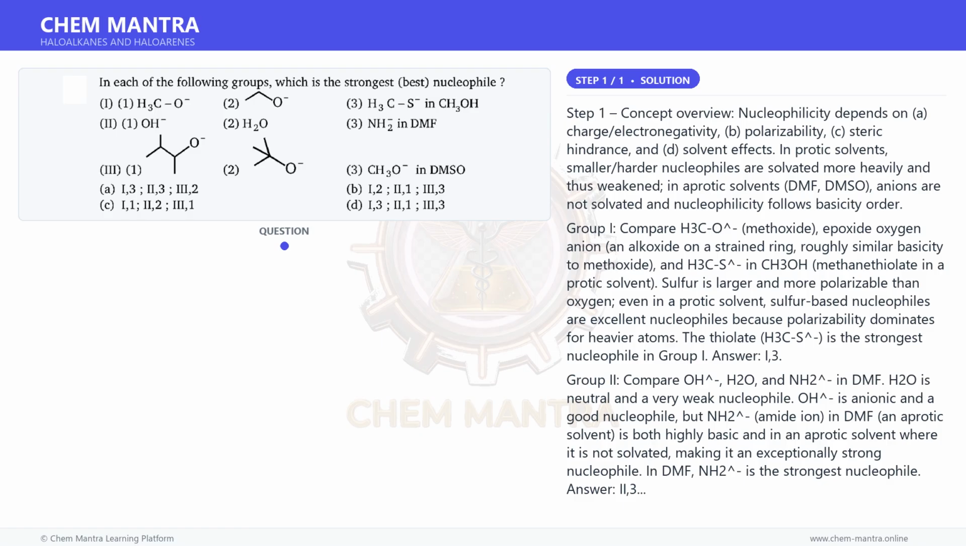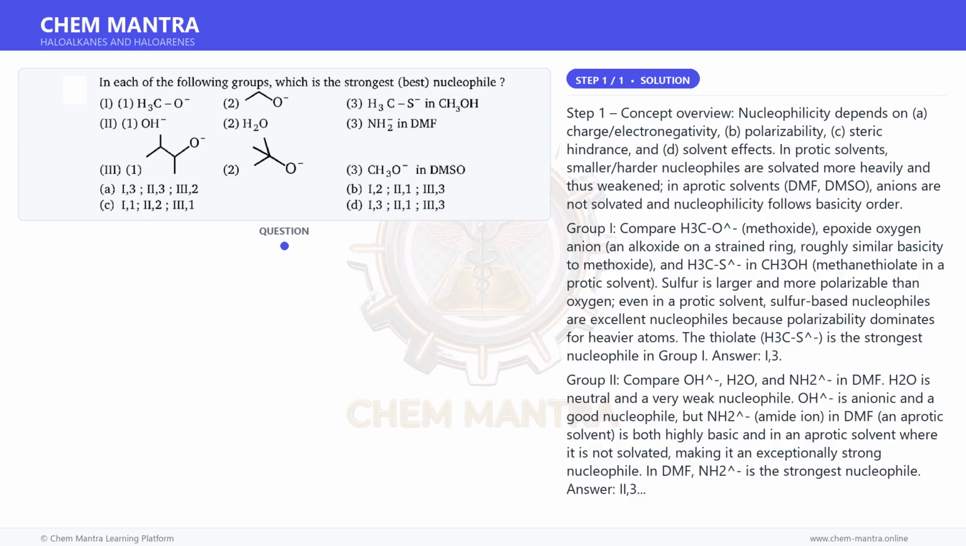Answer: 1, 3. Group 2. Compare OH-, H2O, and NH2- in DMF. H2O is neutral and a very weak nucleophile. OH- is anionic and a good nucleophile, but NH2-, the amide ion in DMF, an aprotic solvent, is both highly basic and not solvated, making it an exceptionally strong nucleophile. In DMF, NH2- is the strongest nucleophile.